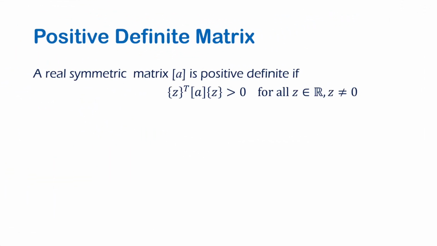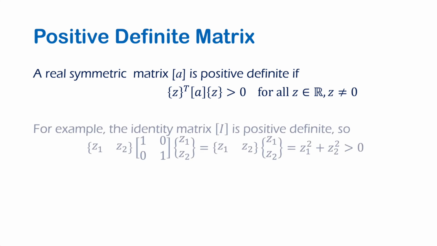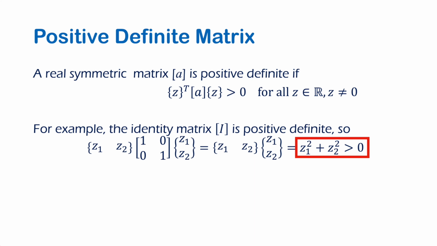A real matrix A is positive definite if the product of its multiplication from the left side by a vector Z transpose and from the right side by vector Z is always positive for all real values of Z except 0. This is a mathematical definition. Let's see an example. The identity matrix is positive definite. So if we carry out the multiplication shown here, the result will be Z1 squared plus Z2 squared, which is always positive for any real values of Z1 and Z2 except 0.